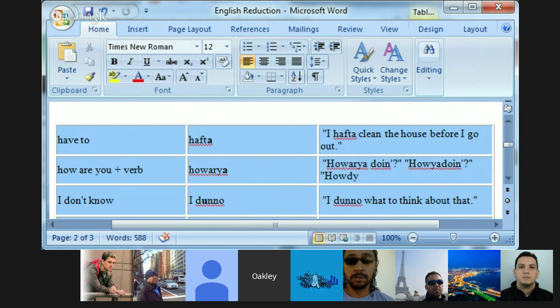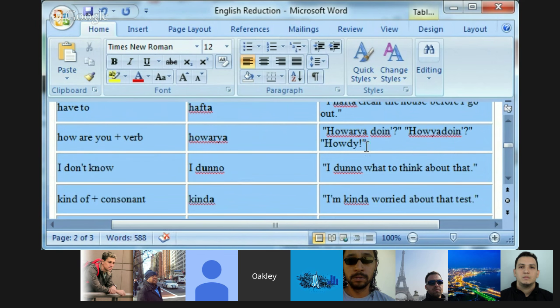That's interesting, and I don't actually know the answer. Is this really a reduced form of how are you doing? It very well could be. I don't know the etymology specifically, but that's very interesting. I never thought about that. It could be. It makes sense. Howdy, partner. It does make sense. It looks like it may be that way. I can't say for sure, but that's interesting.